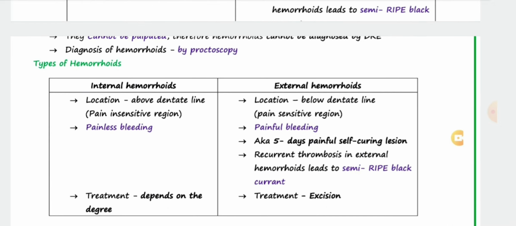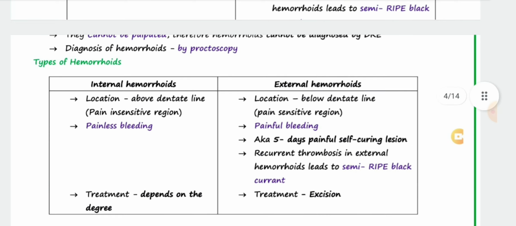The treatment of internal hemorrhoids depends upon the degree. We will discuss the classification of internal hemorrhoids later on, and the treatment of external hemorrhoids is excision of the external hemorrhoids.